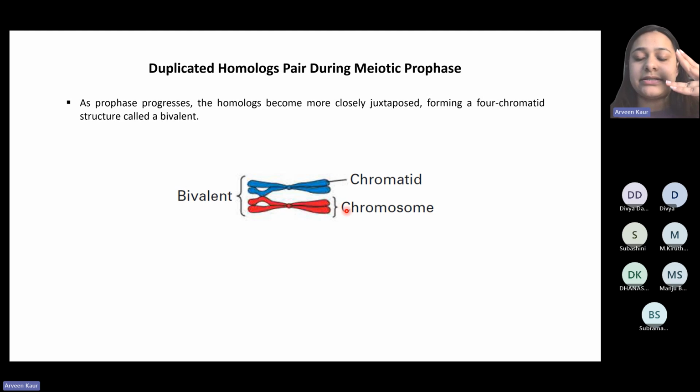Two chromatids will be sister chromatids among themselves, and they will be non-sister chromatids to the other two chromatids of the other chromosome. But all these four chromatids will be brought together, or these two chromosomes will be brought together, and the structure will be known as a bivalent. So remember this. This is another term that you might be asked a question on.